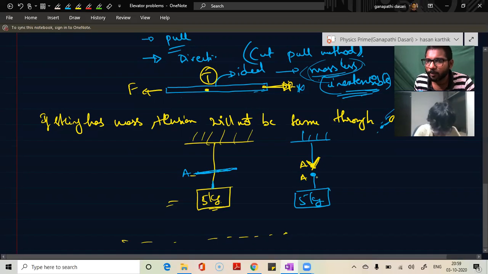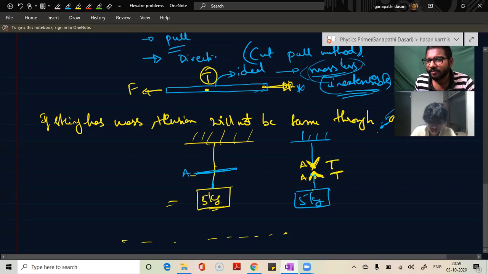It will try to pull to the bottom point. Pulling this string means what? Is it like this or not? I am trying to pull on both points. So now, if you want to draw the diagram, the tension at this point on the upper string will be downwards. The tension at this point on the lower string will be upwards. You got it?